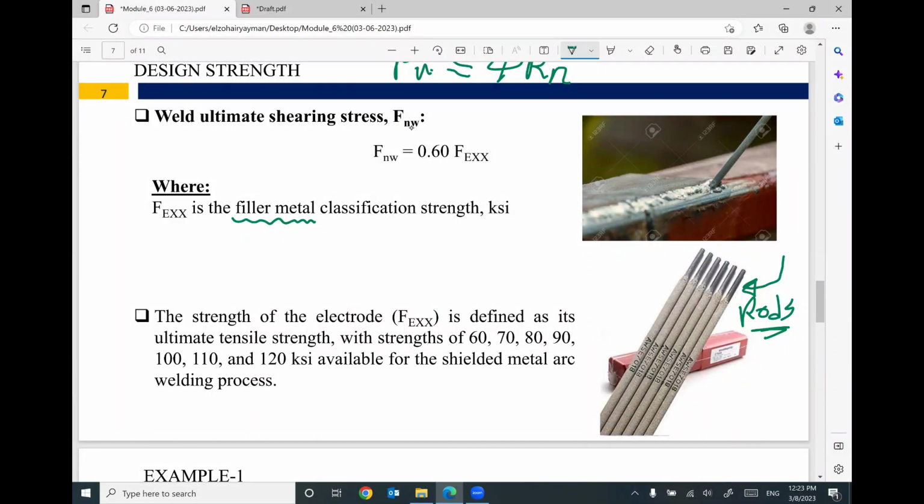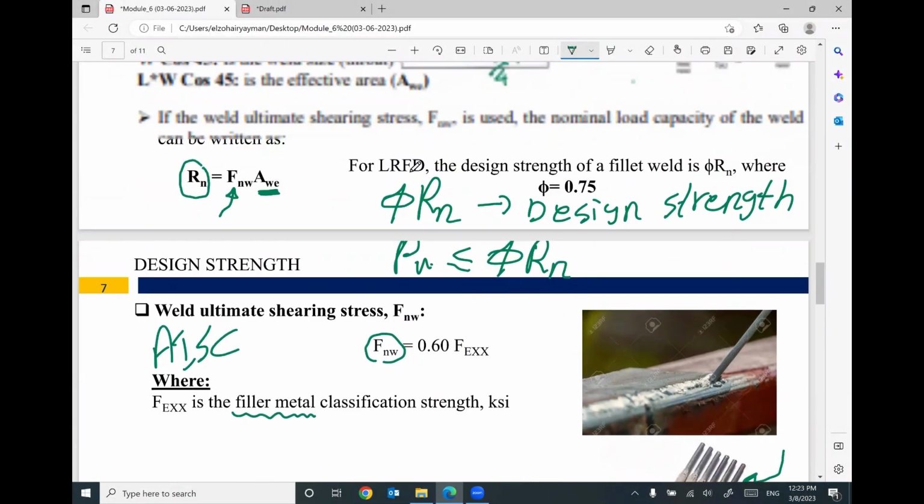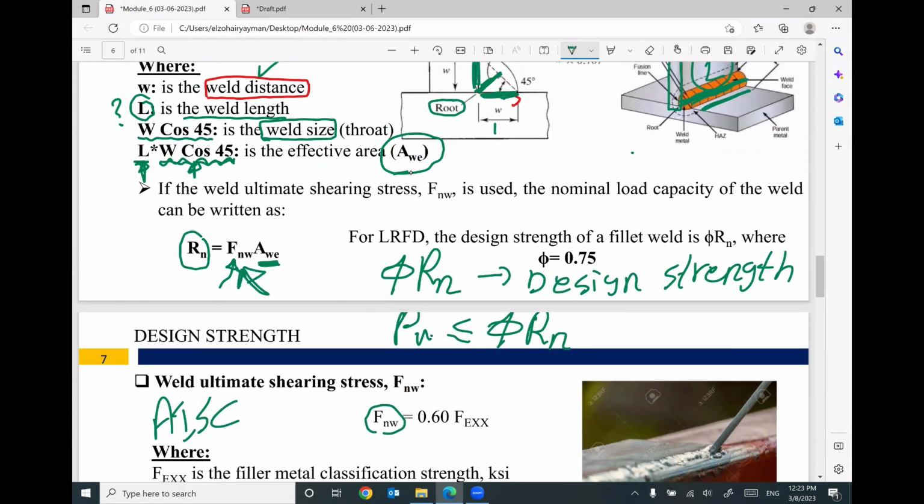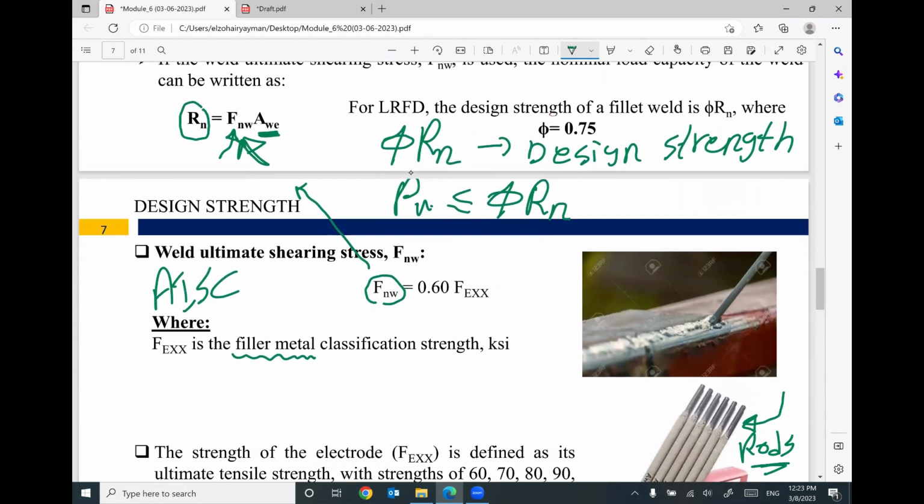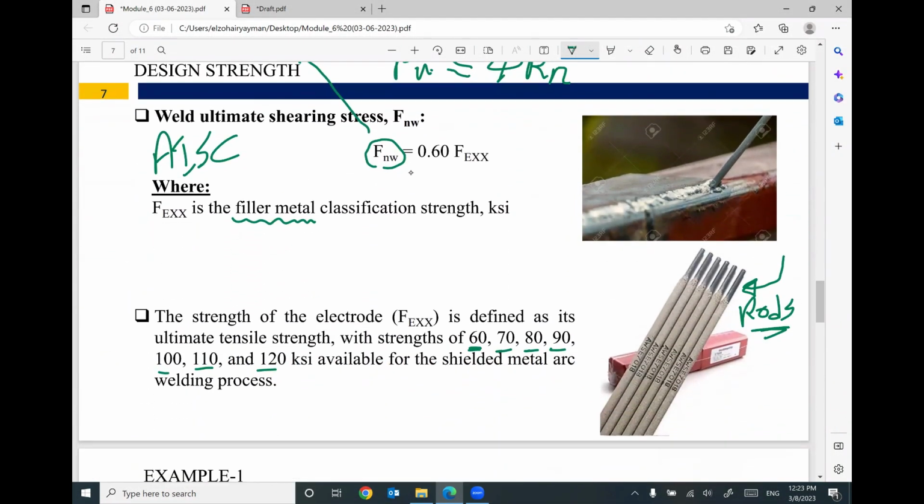Sometimes we have classification like 60, 70, 80, 90, 100, 110, 120 KSI. So the value of FNW based on AISC, this is the value of FNW we are looking for, equals 0.6 times FEXX. This value of FEXX is the strength of your electrode, of your welding rod.